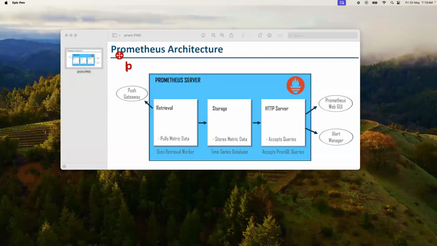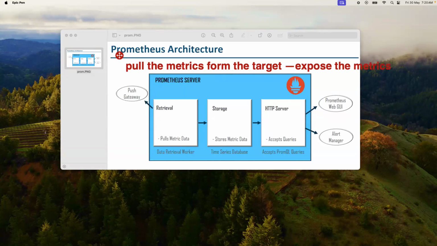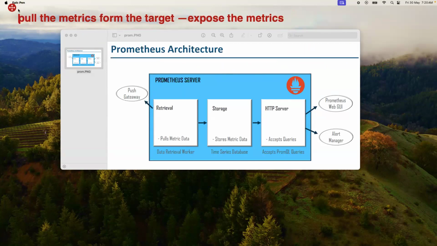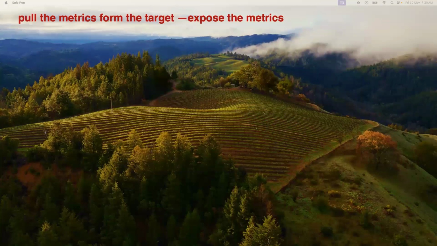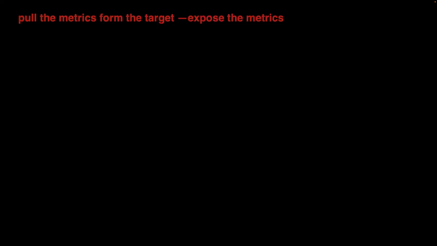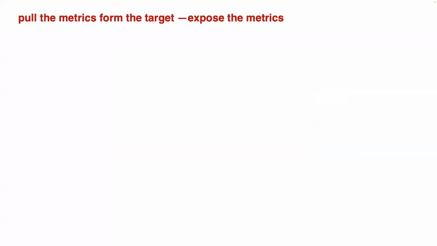So, your Prometheus will pull the metrics from the targets, right? It will pull the metrics from the target. But when it pulls the metrics from the target, first of all, the target should expose the metrics to the end. Okay, it should expose the metrics. So not every target will expose the metrics by default. Okay, so Prometheus will pull the metrics from the target, but the target should expose the metrics.